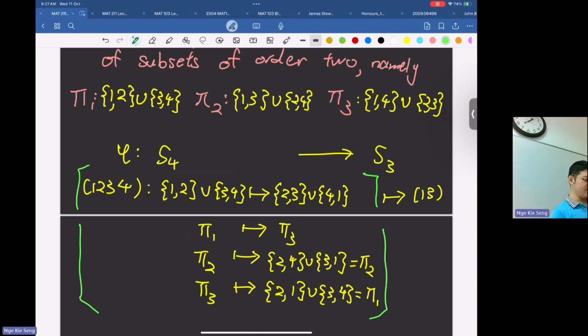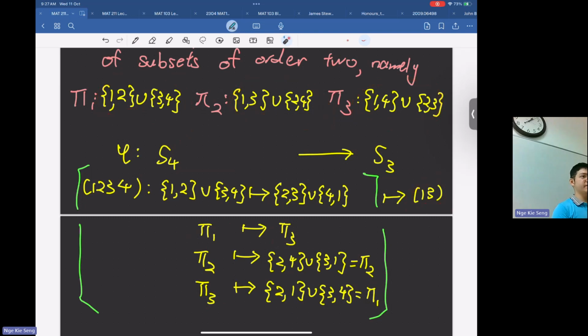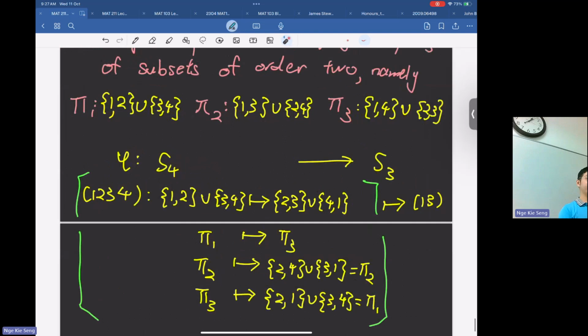You can start with any element in S4 and then try to apply it on this set and see what element in S3 you get. Okay, so this is the homomorphism. To show that this is a homomorphism, you need to check that phi(AB) equals phi(A) times phi(B). But I will tell you this is a homomorphism. So in particular, for a homomorphism, we can look at the kernel.